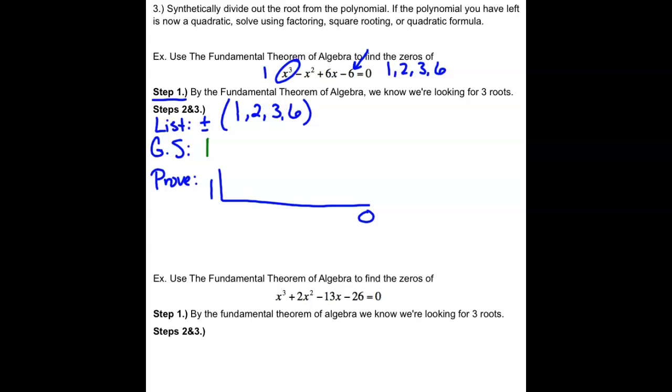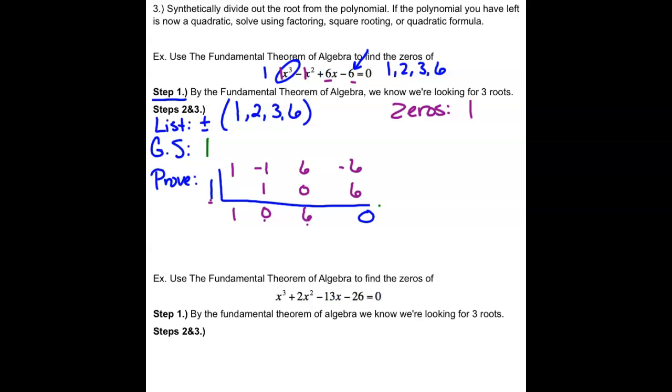My coefficients are 1, -1, 6, and -6. Using that synthetic process that we've learned, we bring down our first term, multiply. 1 times 1 is 1, and we add. Then we multiply. 1 times 0 is 0, and we add. 1 times 6 is 6, and we add, and we do get a 0. So we've proved that 1 is a 0. But remember, we're supposed to have 3, so there's 2 more out there that we're not seeing.